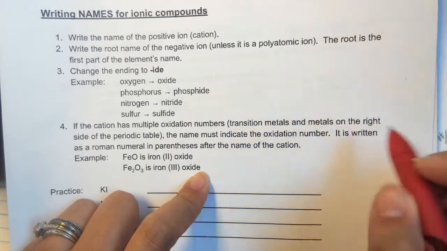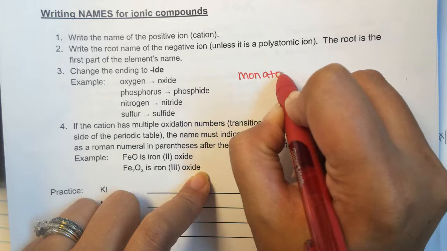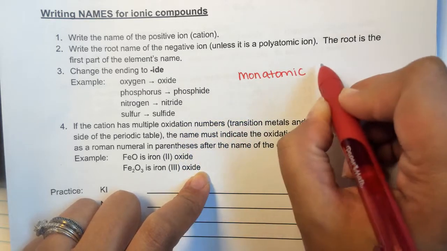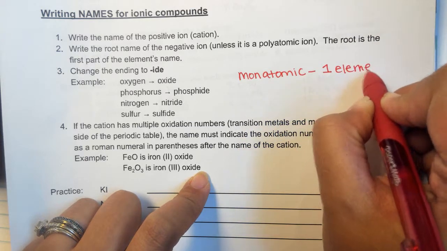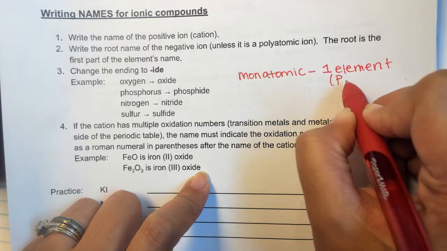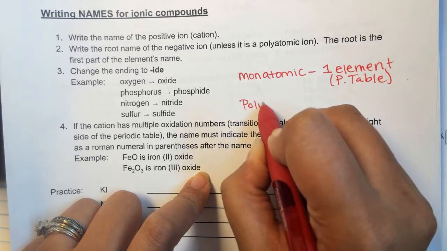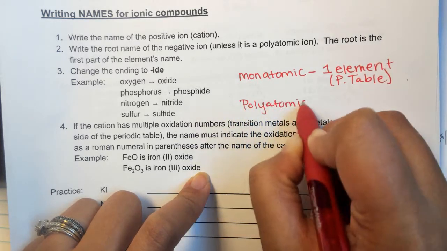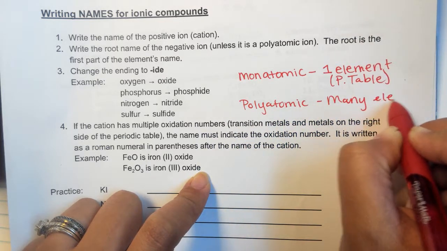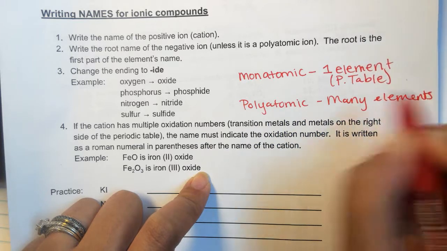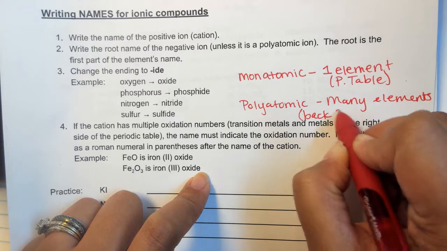Just as a refresher, remember monatomic means what? One what? One atom or one element we're looking at. So this is anything that comes off of the periodic table. Whereas polyatomic means what? Okay, so two or more or many elements working together, and we find this where? On the back of our periodic table.